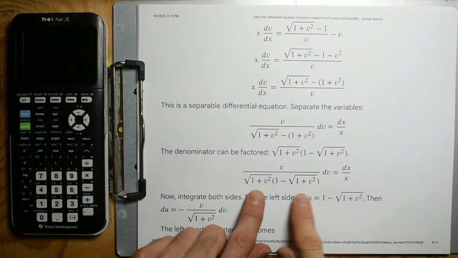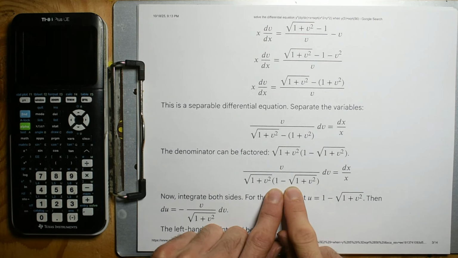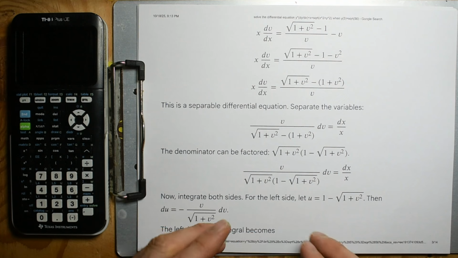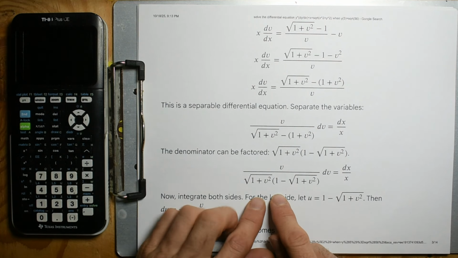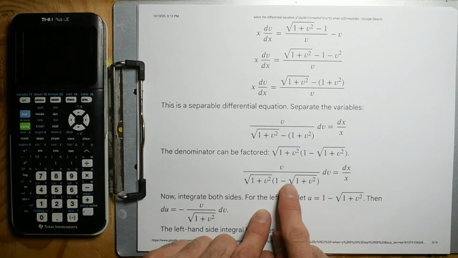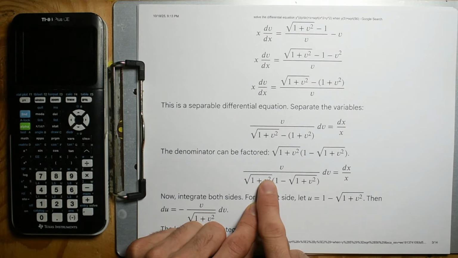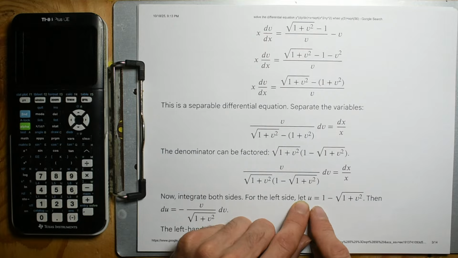Alright, so they factored it. Now what? You're going to have to integrate both sides. To do the integration process, you will probably... Well, let's see. Now integrate both sides. For the left side, yeah, you have to use u substitution.